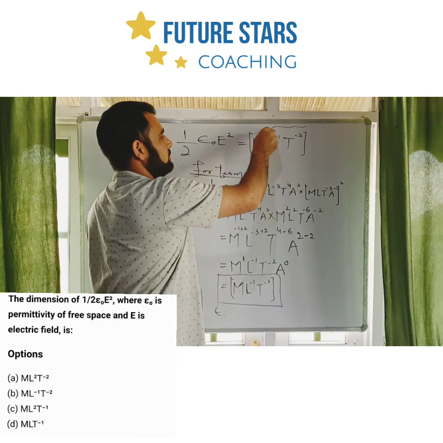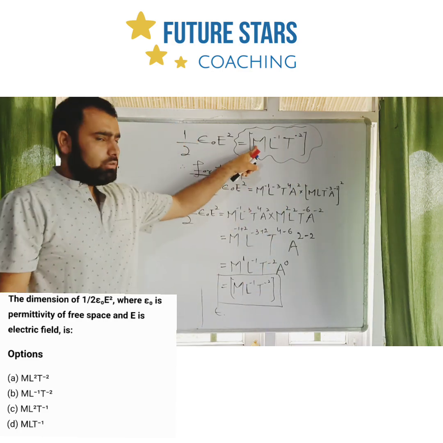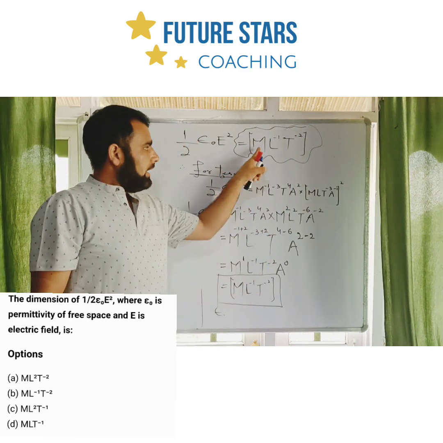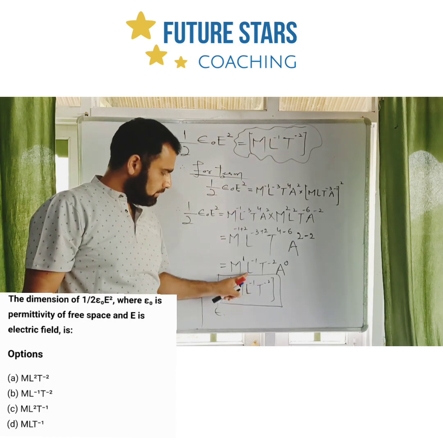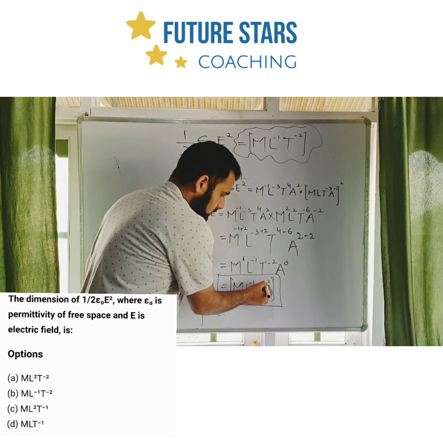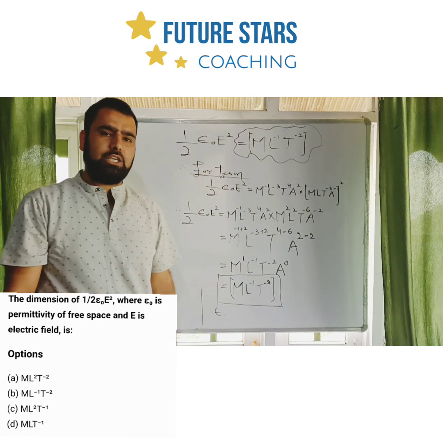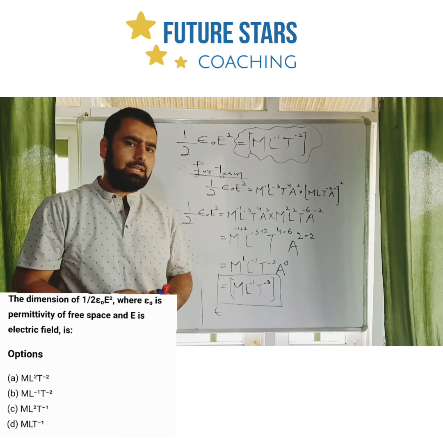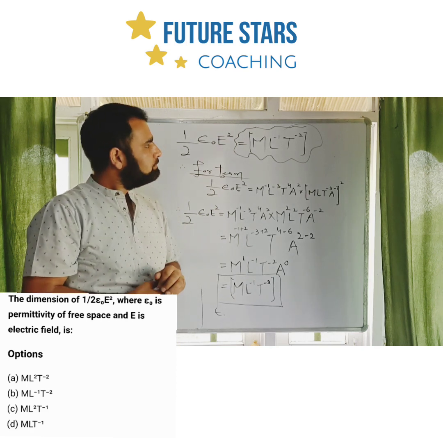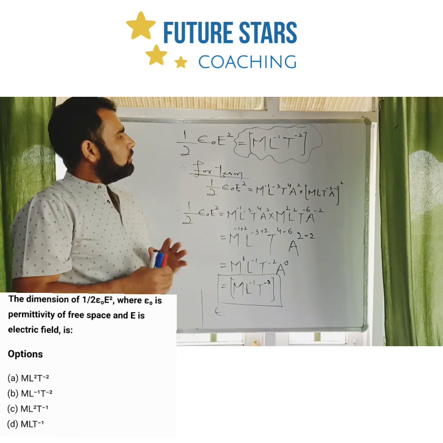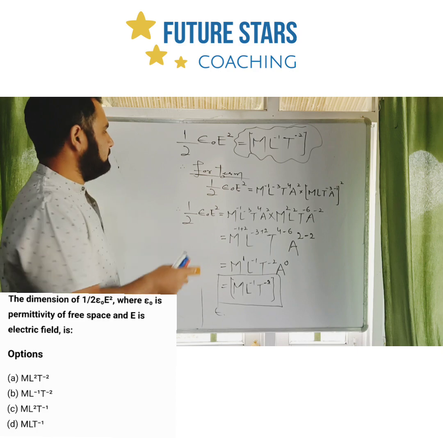Already we deduced this by a shortcut method, so you can verify now. M L raised power minus 1, T raised power minus 2, and here again it is M L raised power minus 1, T raised power minus 2. So this verifies the dimensional formula of energy density of electric field by shortcut method and by long method. Okay, fine. Now the question in NEET exam comes also in this way.